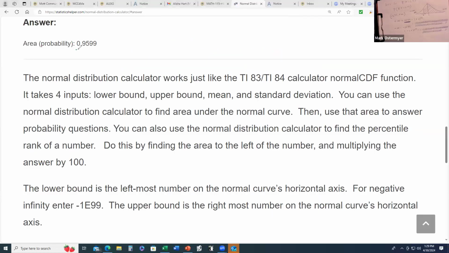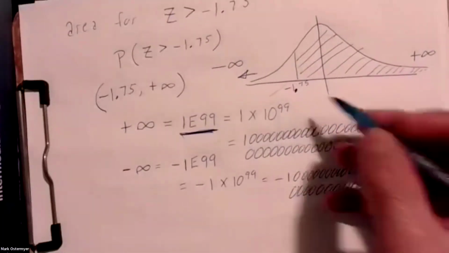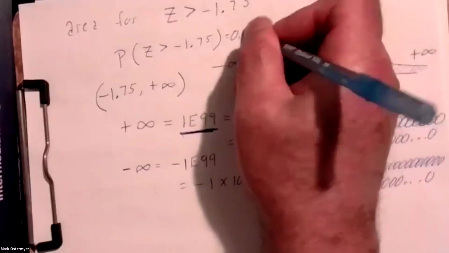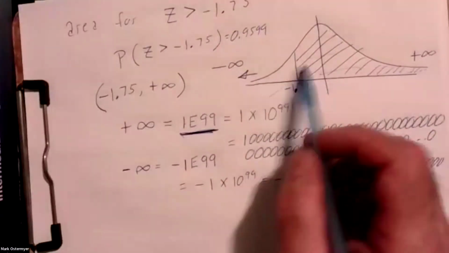So ladies and gentlemen, 0.9599 is that shaded area. Do you agree that's pretty close to 1? That's pretty much the entire area of the entire curve. Do you agree? Almost the entire area. So this probability is 0.9599. That's what this area is here. Almost 1.